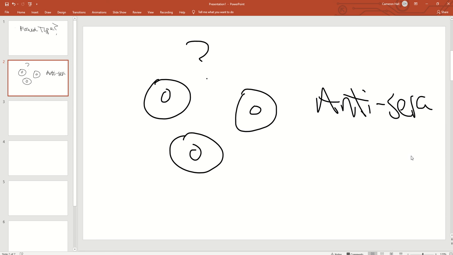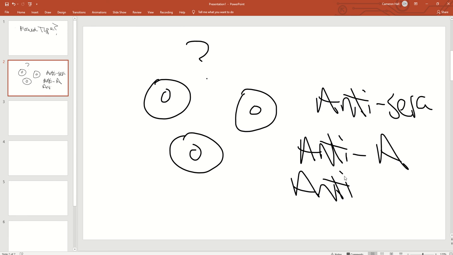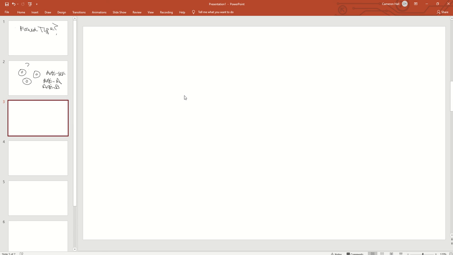So what are examples of antisera? So you have anti-A and anti-B. And there's others. There's anti-D, and there's other special ones that we'll go into later. But for now, let's just keep it simple with anti-A and anti-B. So you're going to run into problems that you got to solve. And this is going to be at your actual work and for school.